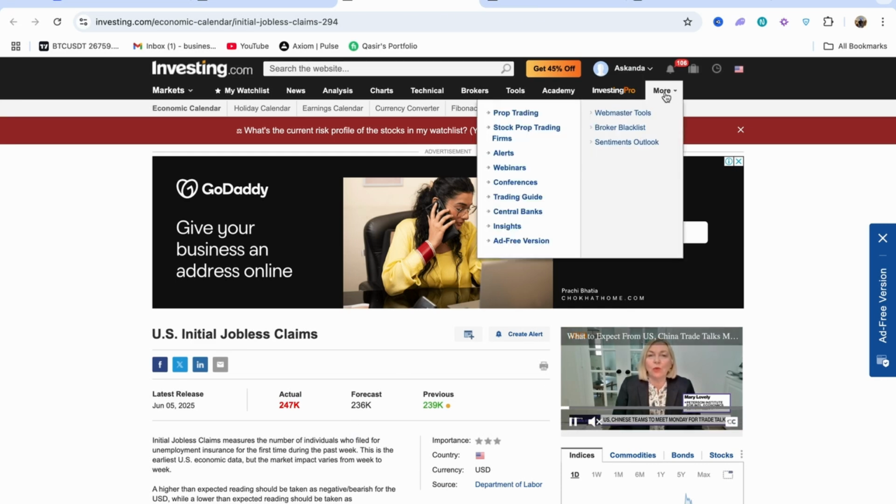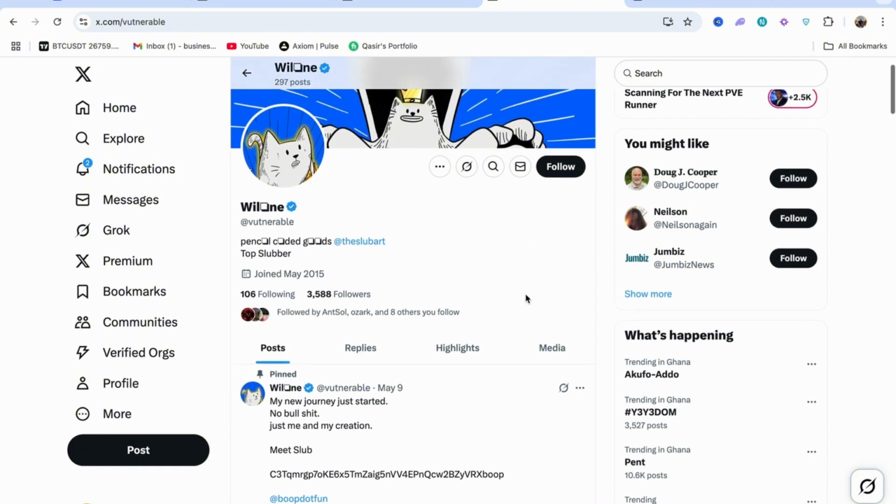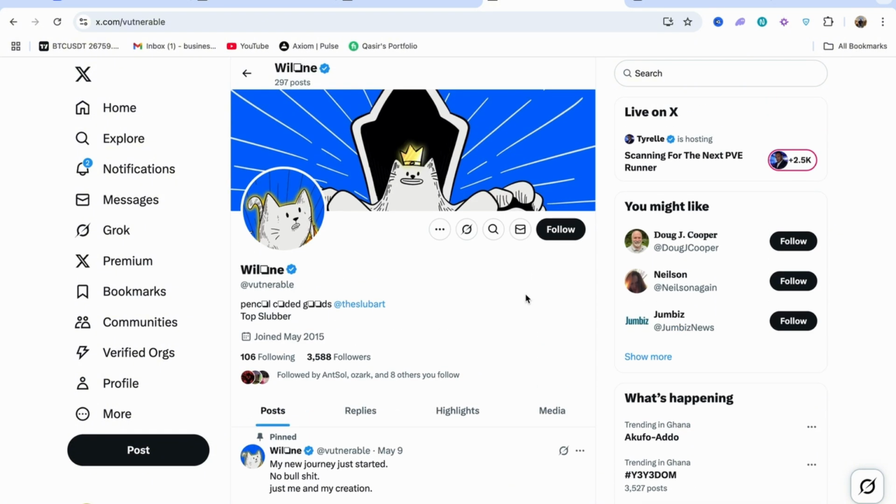The next part is Twitter. On Twitter, there are some people you have to follow. It's a must. If you are really serious about trading, whether forex, you are trading crypto, indices, you need to follow these people. First person is Elon Musk. Second person is Donald Trump. Okay, these two people, they are non-negotiable.